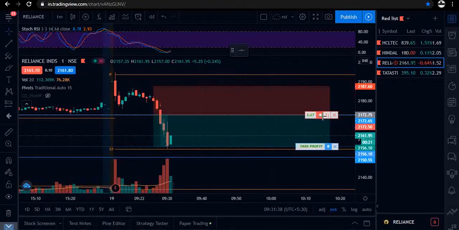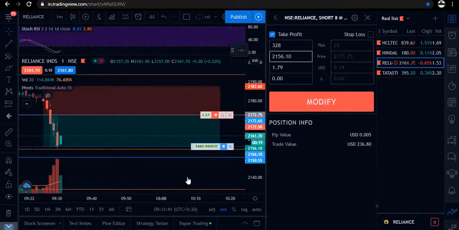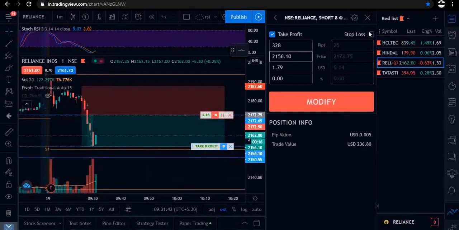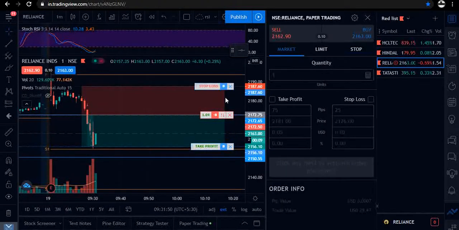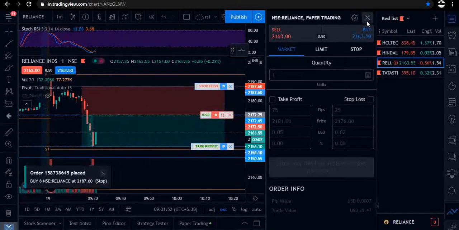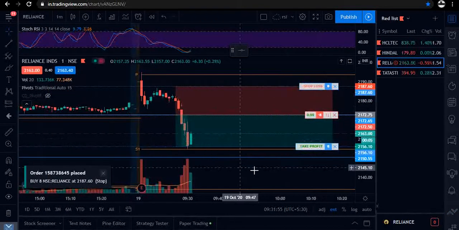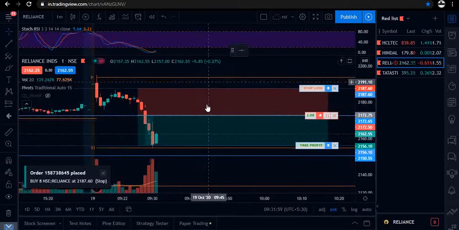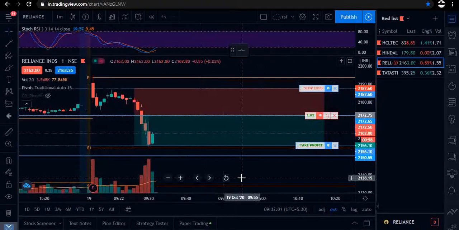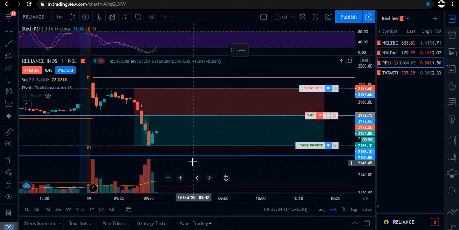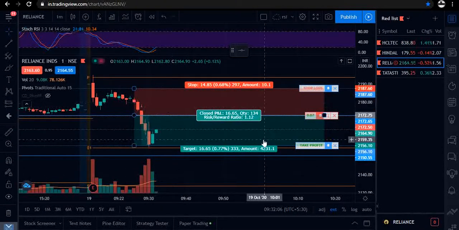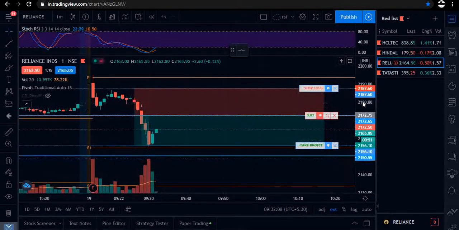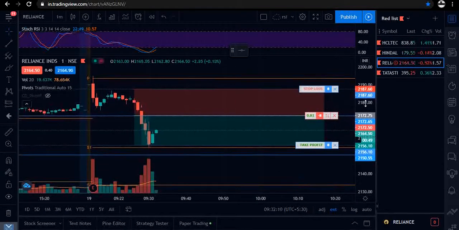Okay, we will wait. Let's place our stop loss also, that is 2187.60. As you can see, this is the mistake which we should never do, that we didn't place our order and it just touched our target, but we were not having any target order. So it is now moving against us.